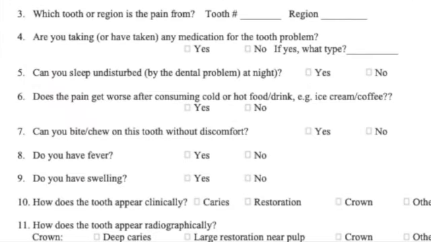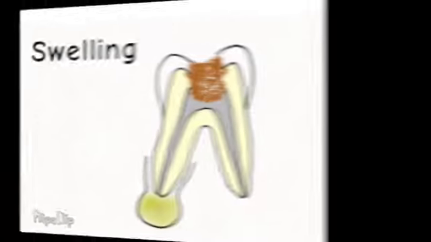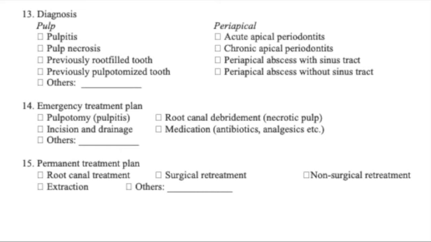Next, ask the patient if they are noticing any signs of fever or swelling. A yes to this question means that there is already systemic spread of this infection. It also indicates that you may have to consider antibiotics if you do not manage to treat the patient. Now proceed to clinical examination and radiographic assessment. Once you have established the diagnosis, make an emergency treatment plan and a permanent treatment plan.